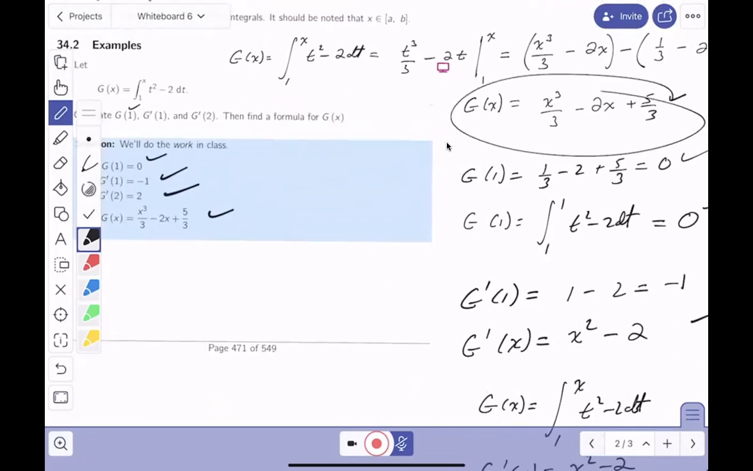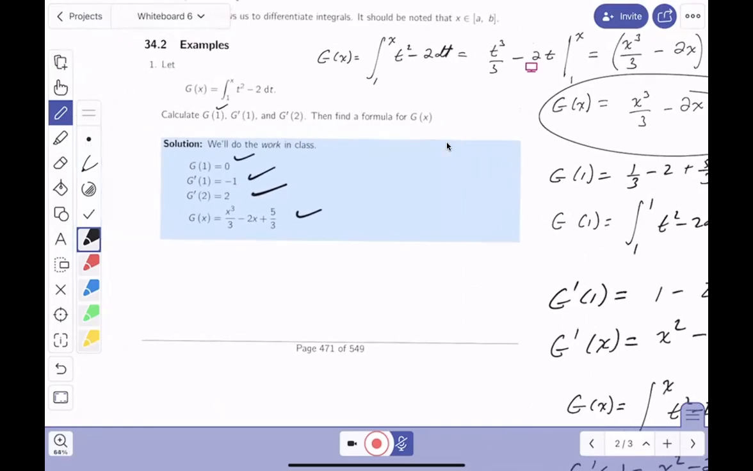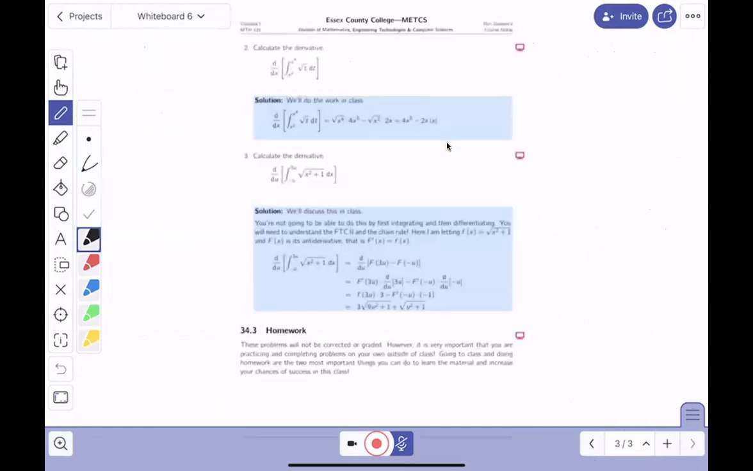Let's see if we did it right, though. x cubed over 3 minus 2x. Not bad. It was an easy question, right? A confidence builder, so to speak. Let's go to the next question.